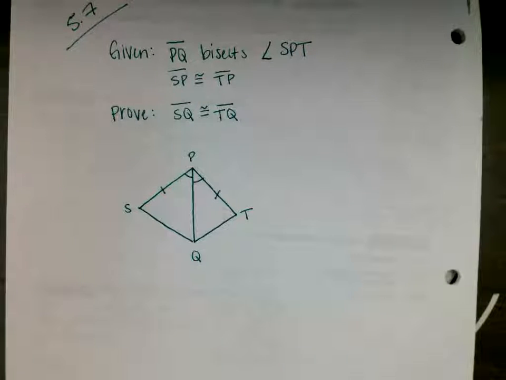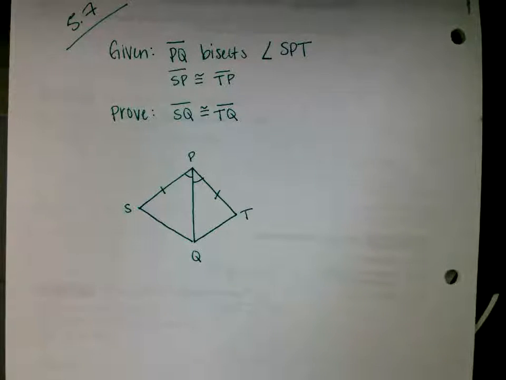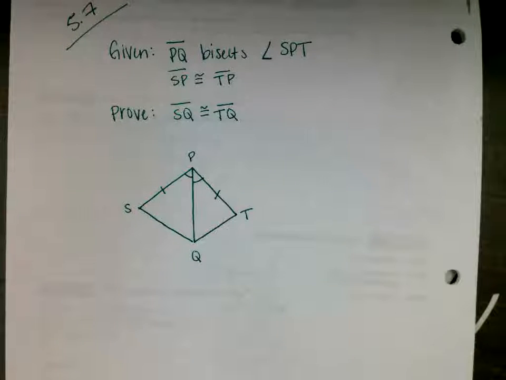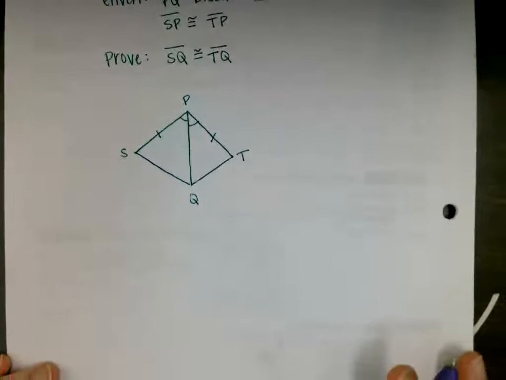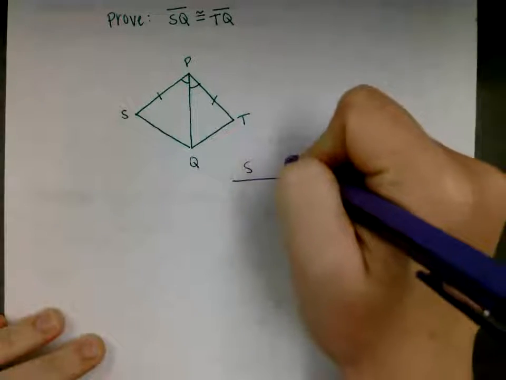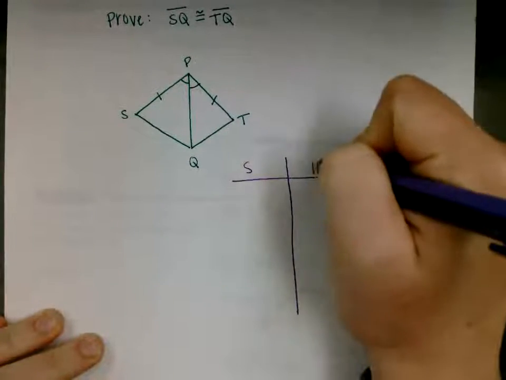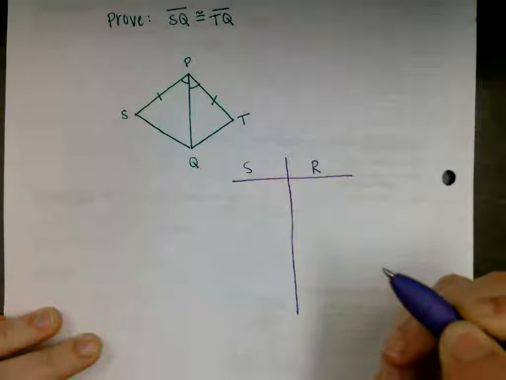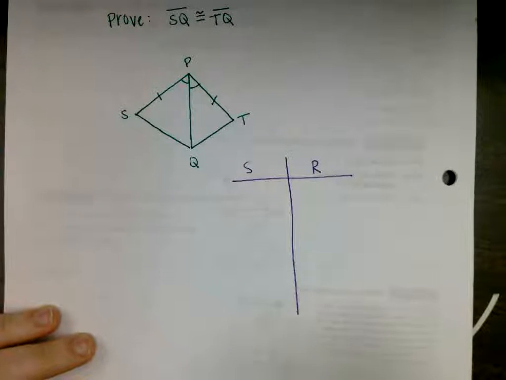Given segment PQ bisects angle SPT and segment SP is congruent to segment TP, prove then that segment SQ is congruent to segment TQ. Okay, so I'm going to treat this proof as any other proof that we've done before in this chapter, and I'm going to prove that these two triangles are congruent using one of the variations of letters that we've learned about that work for proving triangle congruence.